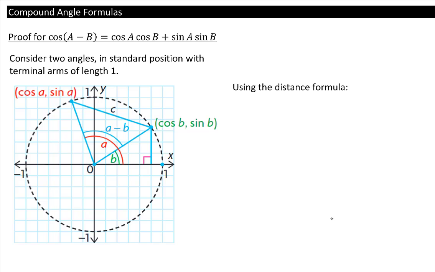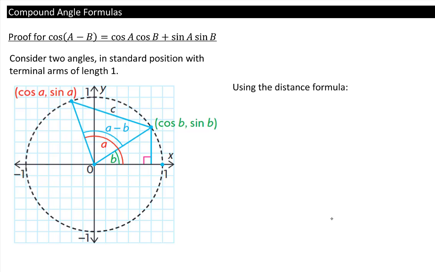So in this video, we are going to look at the proofs for the compound angle formulas and some proofs for double angle formulas. I'm going to start by proving the compound angle formula cosine A minus B, which is equal to cosine A times cosine B plus sine A times sine B.